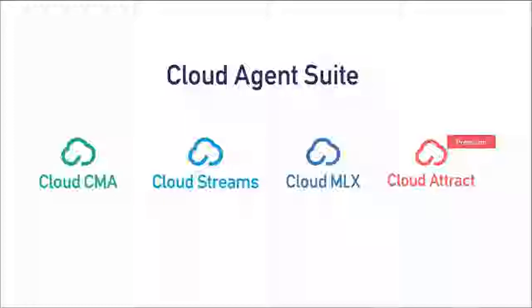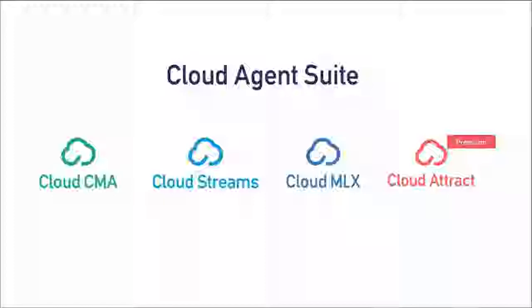We have access to 3 of these 4 tools. Cloud CMA is a report generating tool. Cloud Streams is an auto email type system. Cloud MLX is a search engine. If we have time towards the end of class, I'm going to show you how to use Cloud MLX to start a CMA in Cloud CMA also.